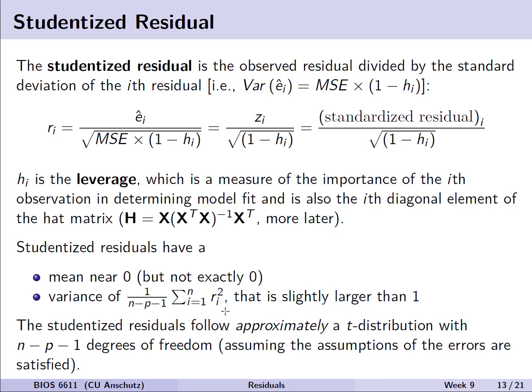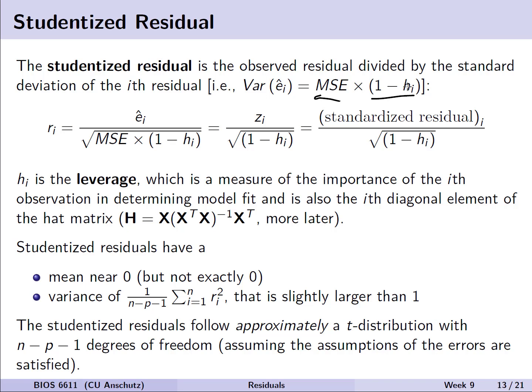However, there are other twists to make on these assumptions, and part of this comes down to some other nifty properties. For example, we also have what we call the studentized residual. And this is the observed residual divided by the standard deviation of the ith residual. In other words, for each residual itself, we can calculate the variance of that given quantity, which we have here as the MSE times this quantity 1 minus h sub i, which we'll define here in a second.